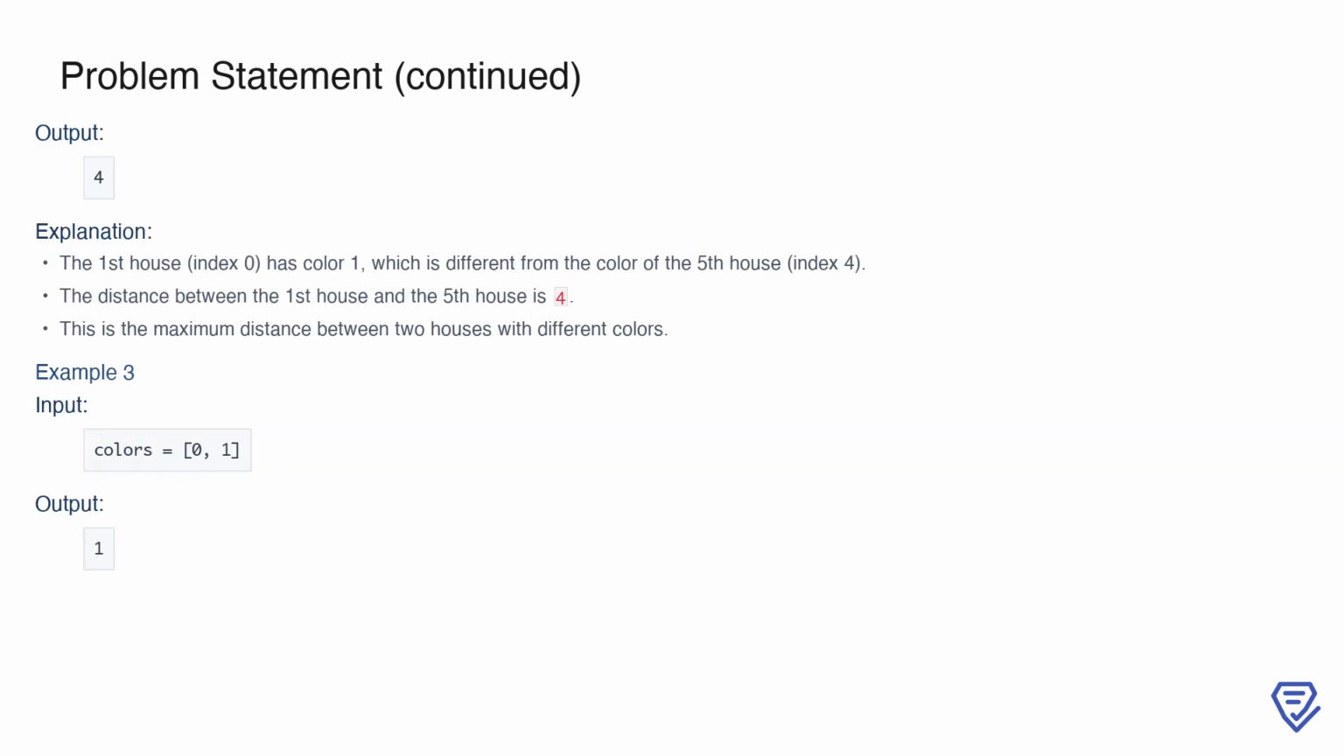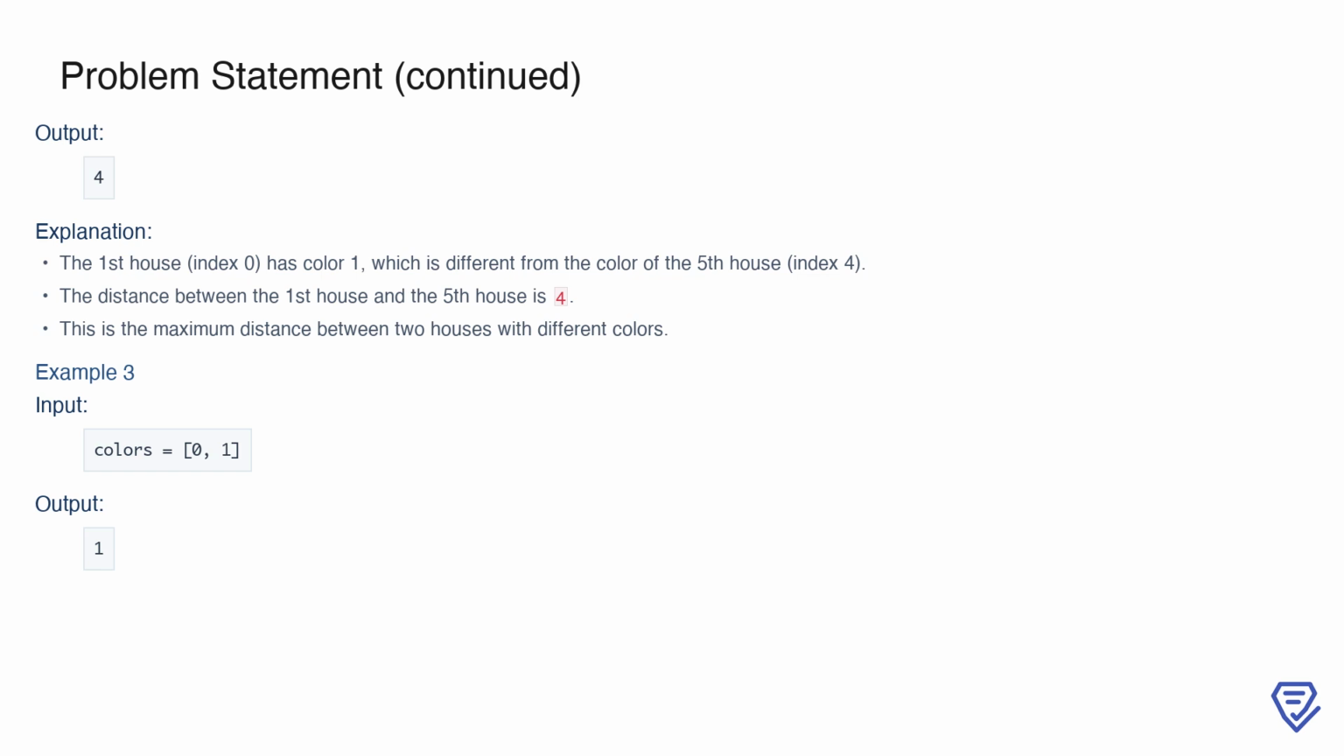Now, let's explore another example with a different array of colors. In this second example, the input array is colors equals 1, 8, 3, 8, 3. Here, the house at index 0 has the color 1, and the house at index 4 has the color 3. These colors are different, and the distance between these two houses is |4 - 0|, which equals 4. This is the maximum distance between two houses with different colors in this array. Notice that while there are other pairs of houses with different colors, none of them have a distance larger than 4. Therefore, the output for this example is 4.